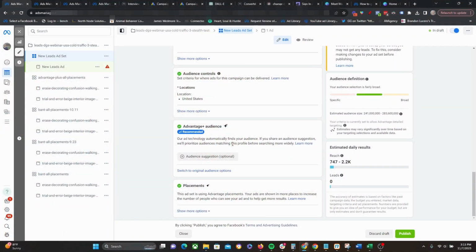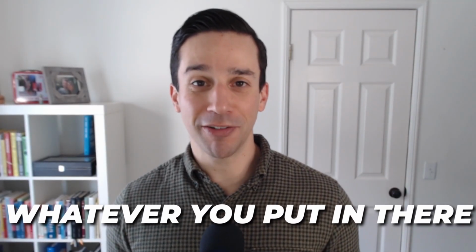The other thing that this means, which is probably the most interesting part, is that if you do put in some other targeting options, as a matter of fact, if we look at the button right here to add some targeting options, it even says audience suggestion. So what does that ultimately mean? It actually means that whatever you put in there is just a maybe, right?